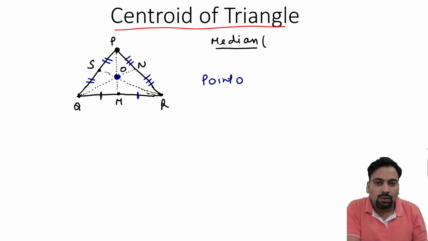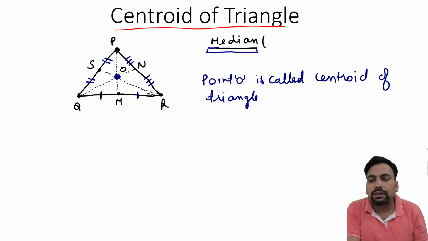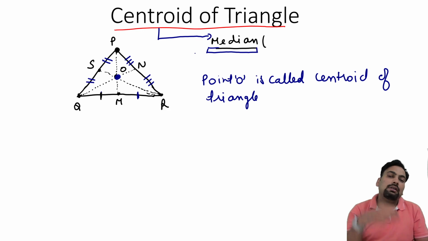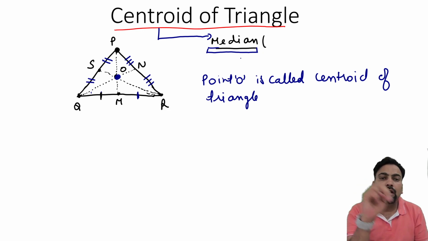I hope you understood about the centroid of the triangle. What is the centroid? Basically, the centroid is made by the medians of a triangle. And medians are lines which divide the opposite side into two equal parts.